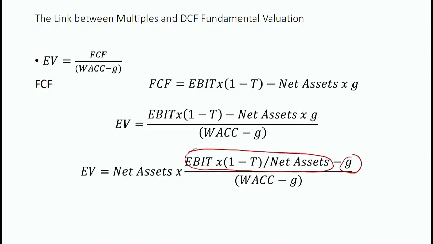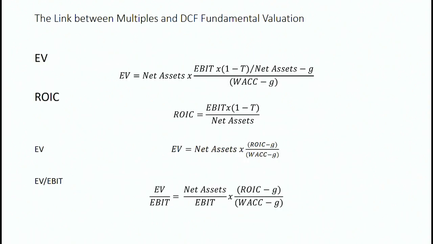And if we look over here, we see that we have EBIT times 1 minus the tax rate divided by net assets. Well, guess what? EBIT times 1 minus the tax rate divided by net assets is in fact just a definition of return on invested capital. So this is the way we're going to use this.